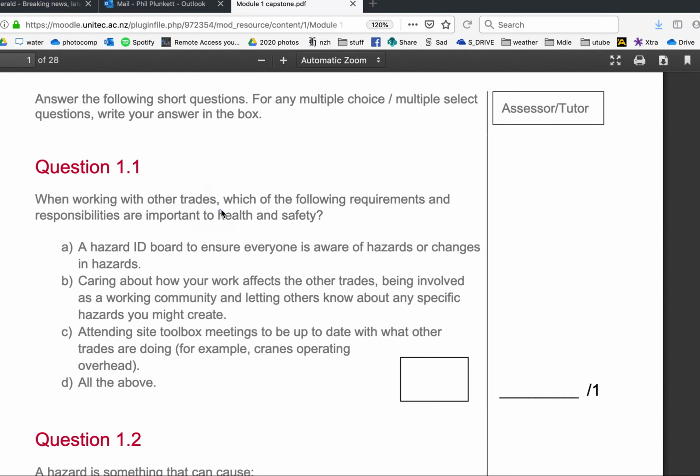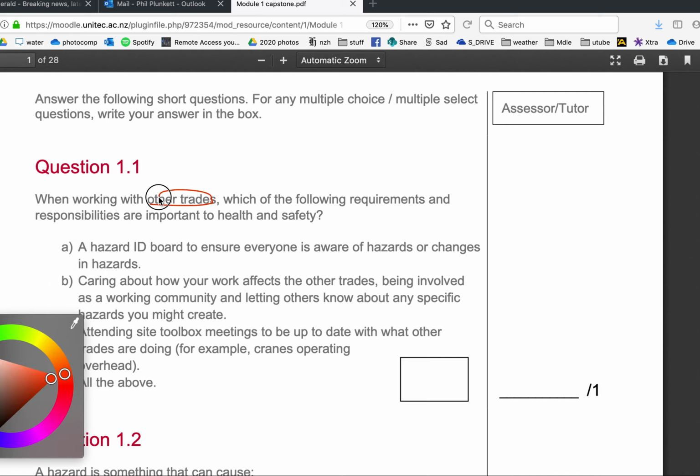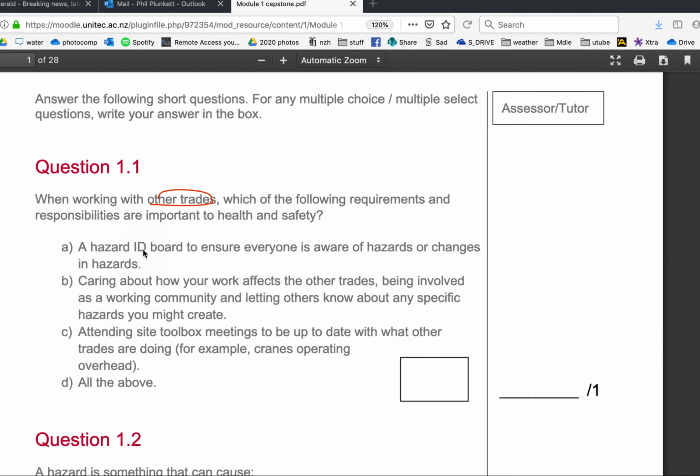So working with other trades, which are the safety requirements, responsibility, important health and safety. So one of the key things they are talking about here is other trades, okay? Other trades. So which ones are these? Hazard ID board. Yeah, you want one of those on site. Caring about, yep. Talking about the hazards, that's great. And toolbox meetings, all about talking about the hazards and identifying all the hazards. So what's the answer? That one is easy. All of the above.